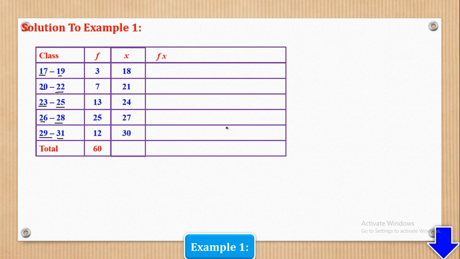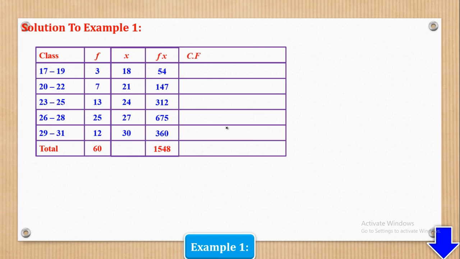The next is to generate the values for fx. Now for fx, I have to multiply these values of frequency with the corresponding values of x. Now 3 by 18 will come up with 54. 7 by 21 I'll come up with that. 13 by 24 will come up with that. 25 by 27 comes up with that. 12 by 30 I come up with that. Now next I have to add all these values to get the total. So when I add all of them, I'll come up with 1548.